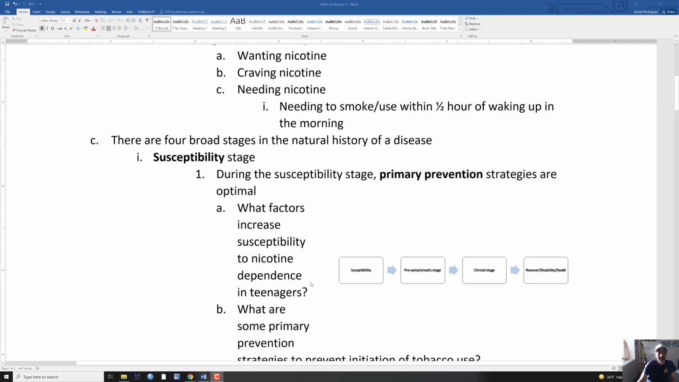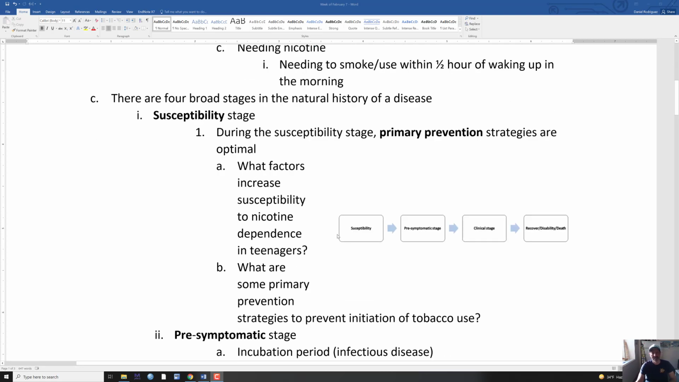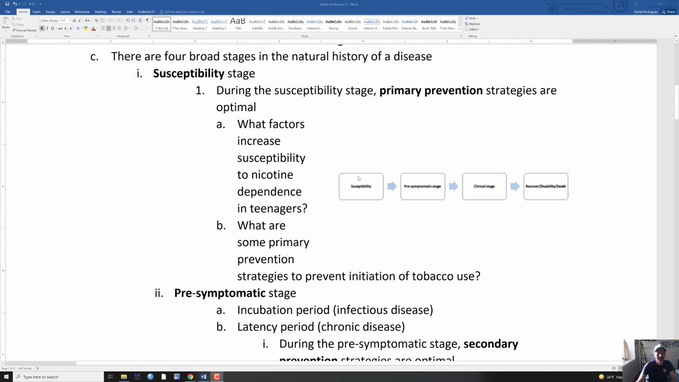So I kind of hinted at these already, in this nice little figure here to show the four stages of the natural history of disease. Let's look at each stage: susceptibility. During this stage, primary prevention strategies are optimal. Primary prevention means preventing the disease from manifesting in the first place. What factors increase susceptibility to nicotine dependence in teens?